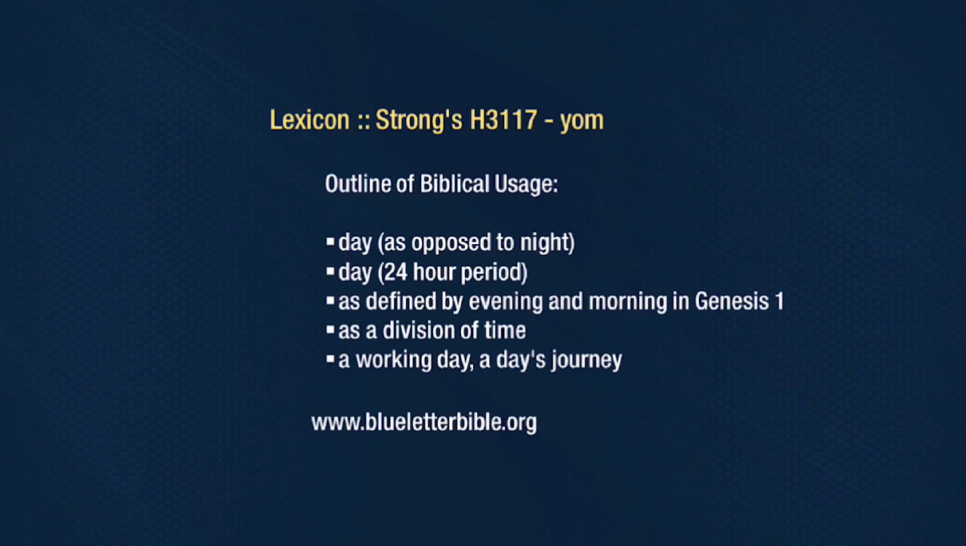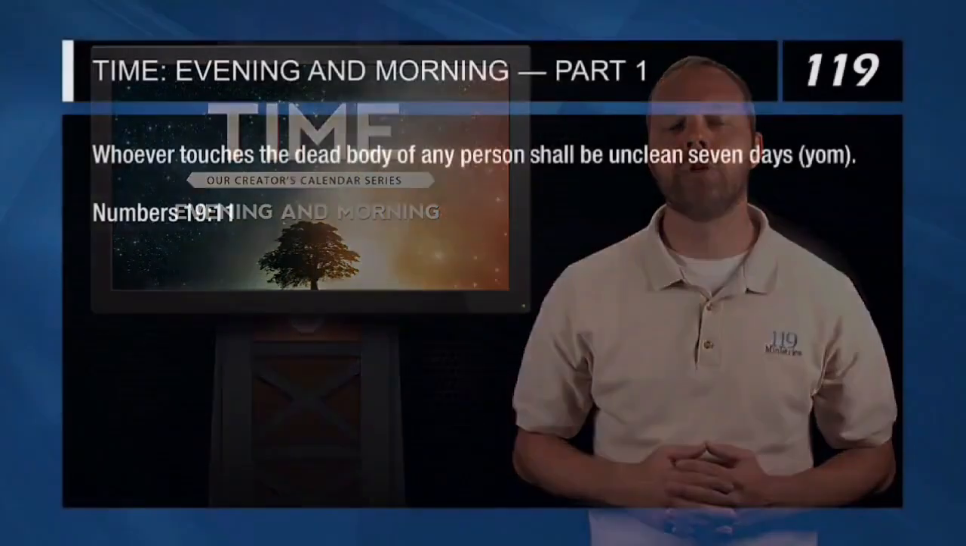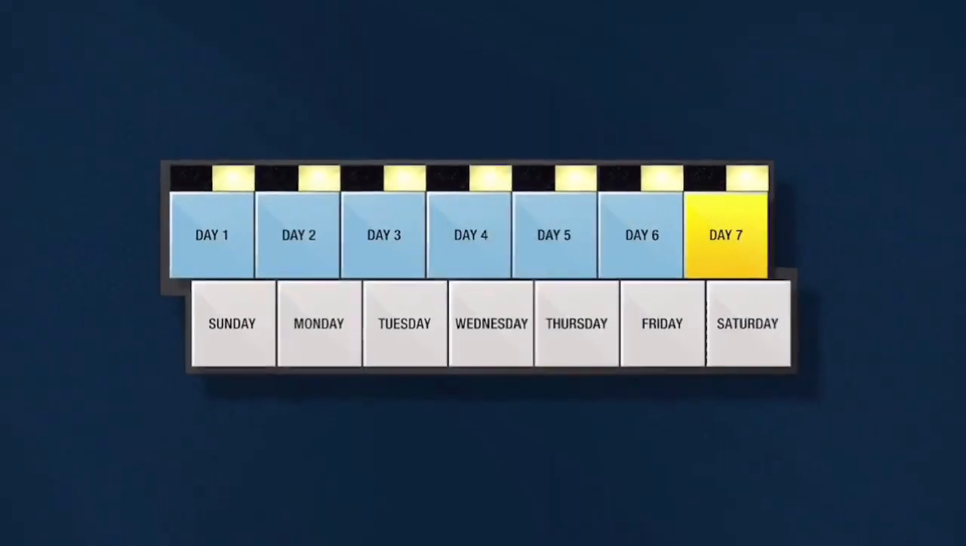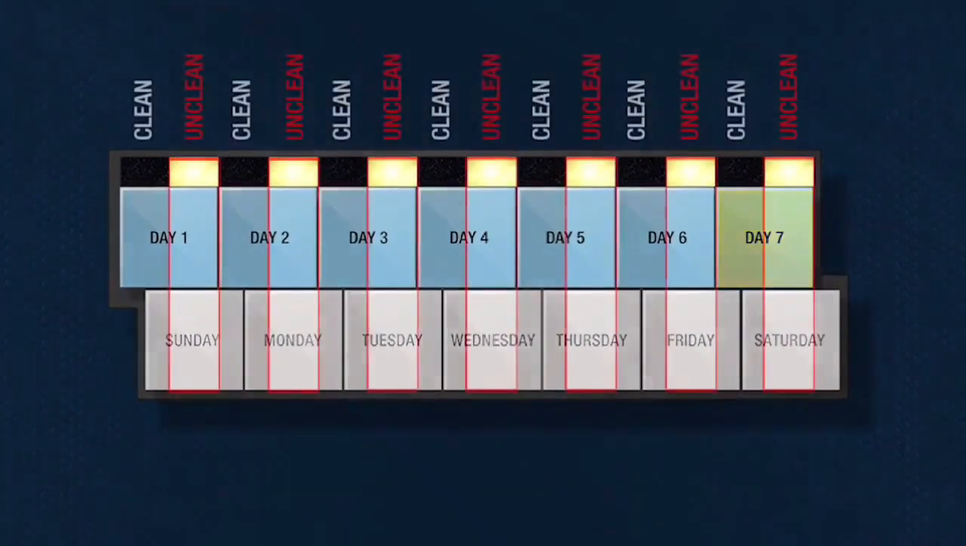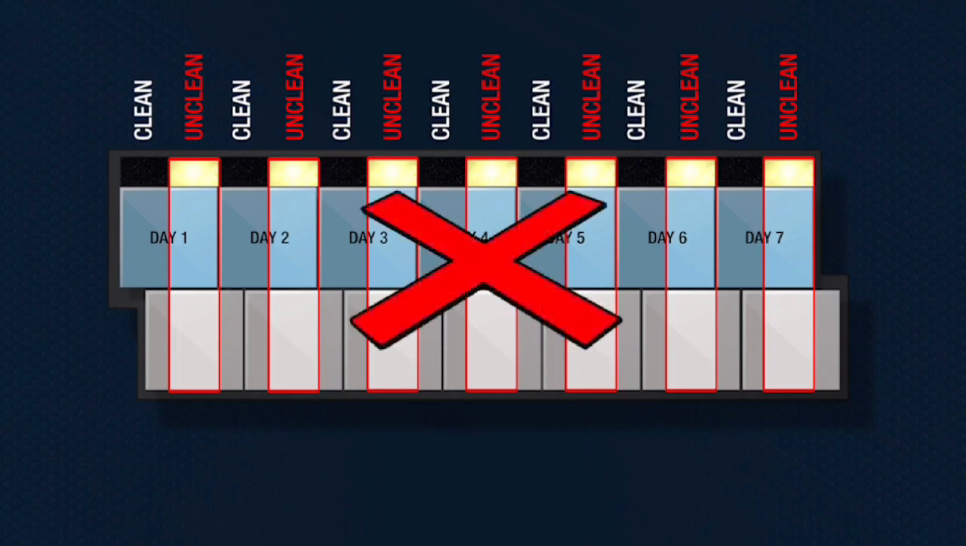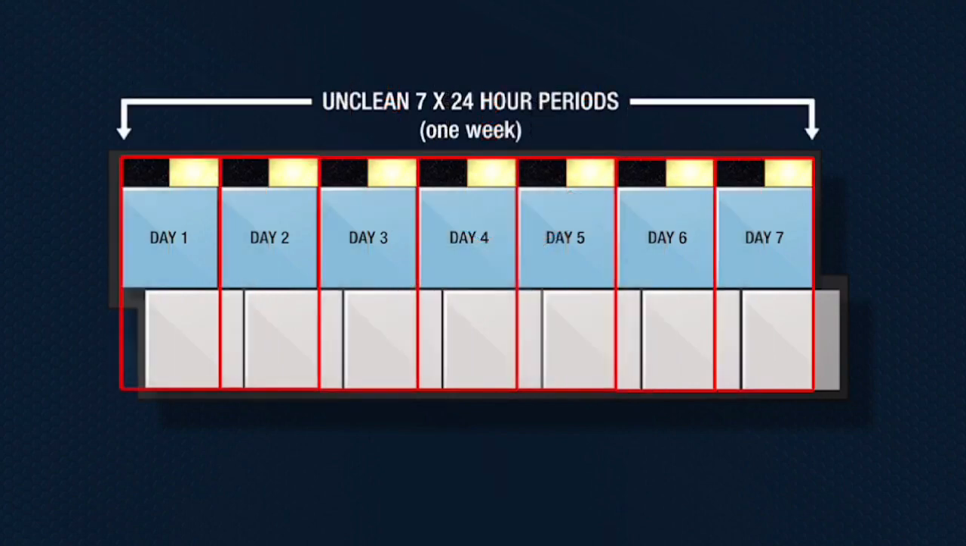There are numerous examples in the Scriptures to reveal the duality of the usage of yom. We will offer just 3 examples to establish the concept of yom referring to a 24-hour period of day and night. Numbers chapter 19, verse 11. Whoever touches the dead body of any person shall be unclean 7 days. Yom. If a day was to simply mean only daylight in this example, that would mean that a person is only unclean during daylight, but at night they would be considered clean. Obviously, Yahweh did not intend for us to understand it in this way. A day here is a 24-hour period.